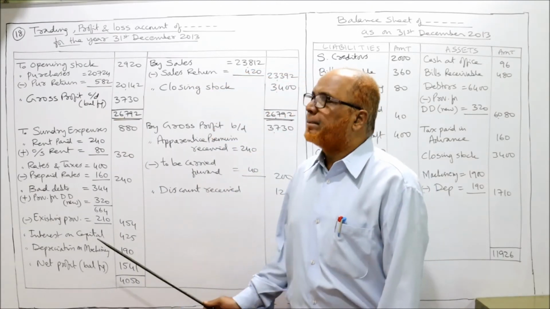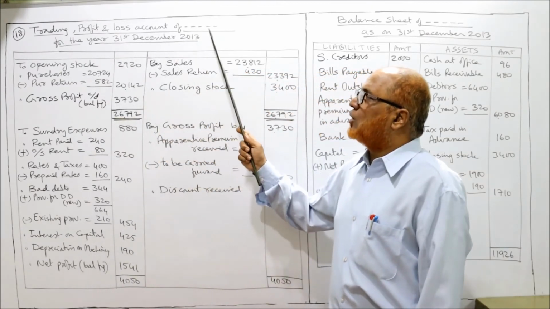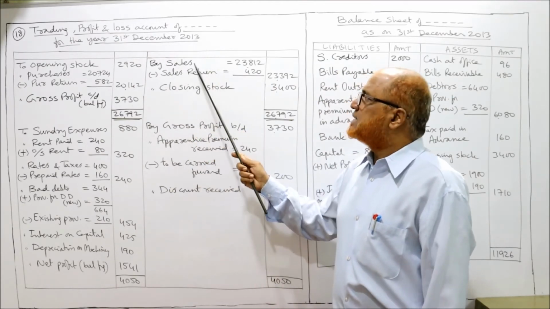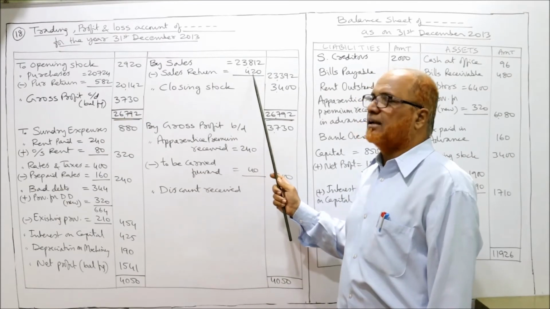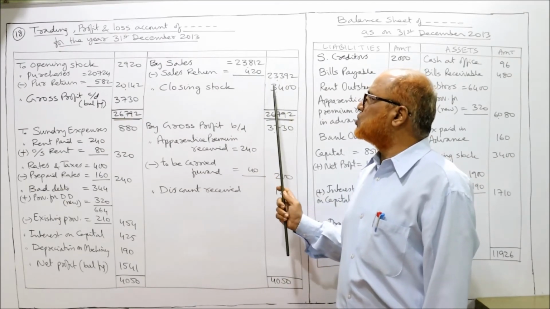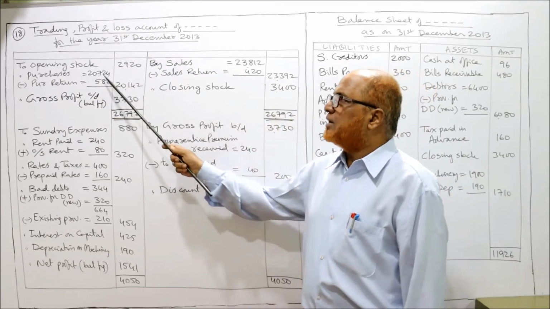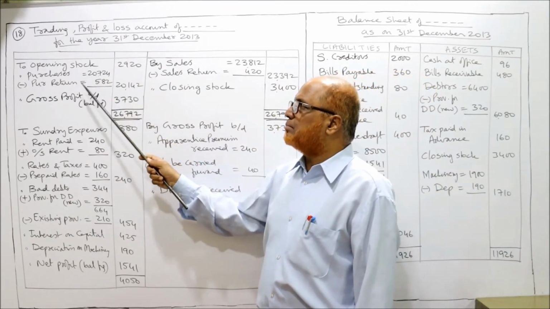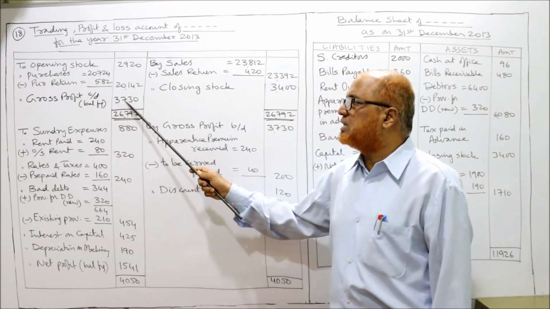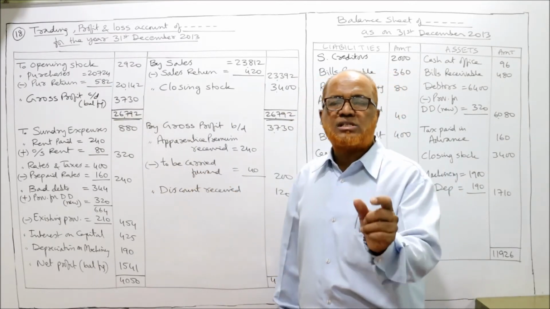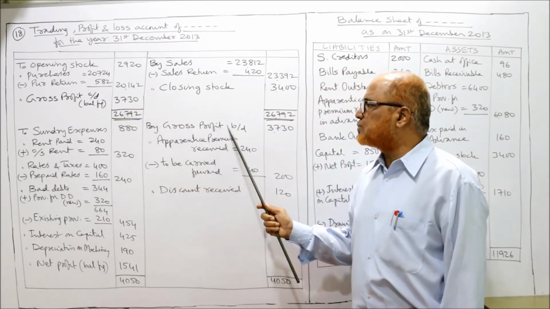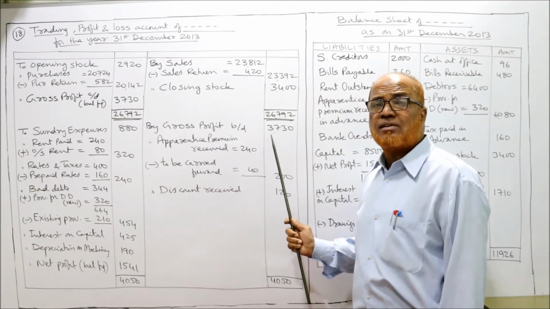Now see the solution. Trading profit and loss account of Mohan for the year ending 31st December 2013. Sales are given minus sales return. Closing stock. Take the total. Debit side opening stock, purchases minus purchase returns. The balancing figure gross profit we got 3730. 3730 is the gross profit carried down. Here by gross profit brought down 3730.